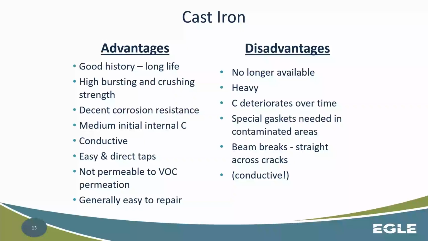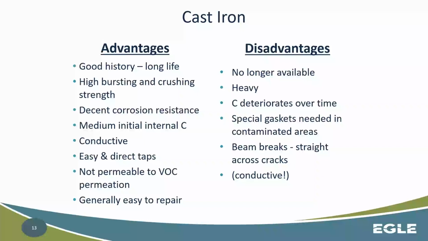The reason for that is that they have high bursting and crushing strengths. They're a very durable material. They're fairly decent in corrosion resistance, at least to some extent, they'll stand up. Although there is tuberculation, and probably, especially with the unlined portion, red water complaints and things like that, they relatively hold up pretty well. They have a medium initial internal C. Now note that initial portion, because as I've already mentioned, that C will deteriorate over time. And that's actually in the disadvantages column, right?